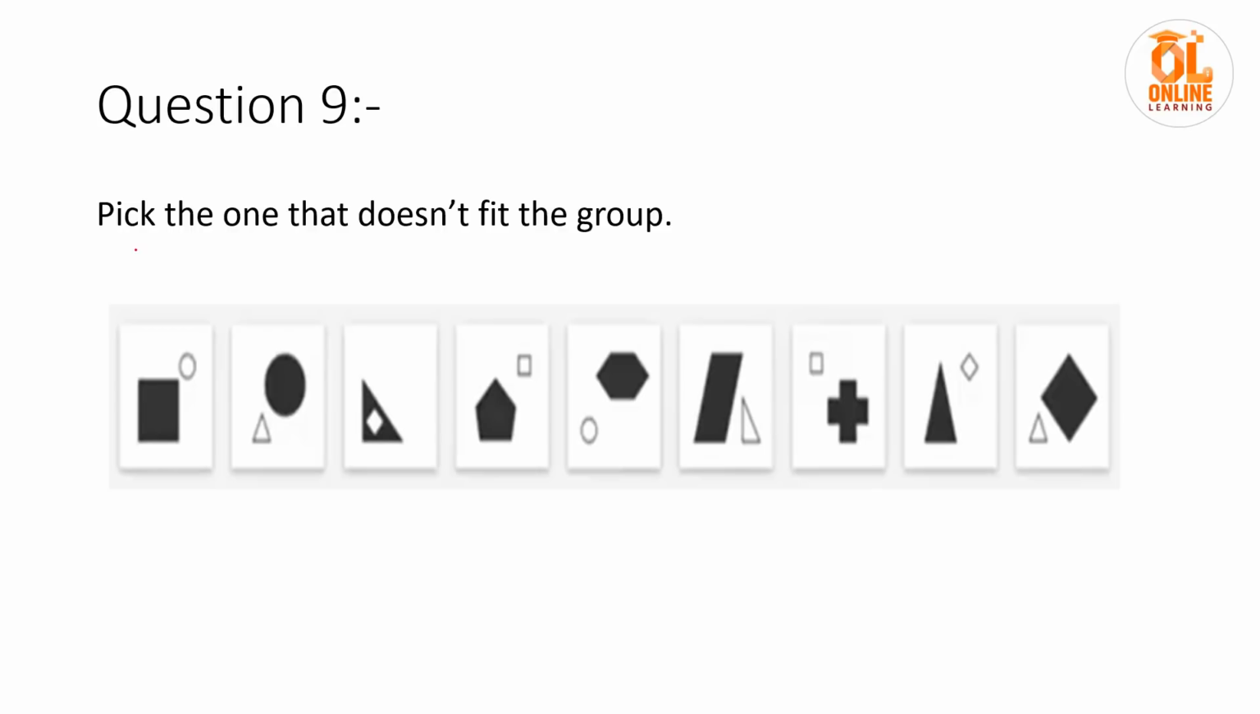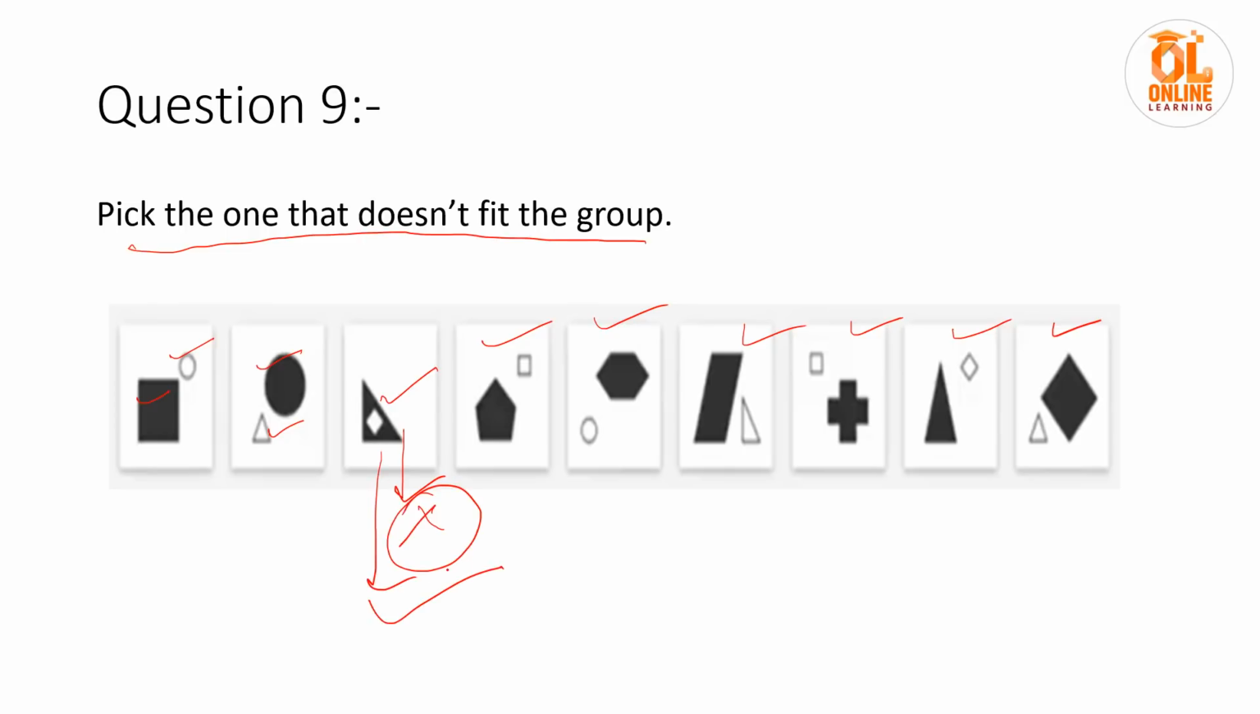Now, this type of question is also very common. Pick the one that does not fit the group. So if you observe, there is one figure which is shaded, one figure which is not shaded. Here also one figure is shaded, one figure is not shaded. But here, in all the figures, they are separate. But here, one figure is inscribed, or one figure is inside another figure. So this is the odd one out. This will be your answer. Let us move to the last question of today.